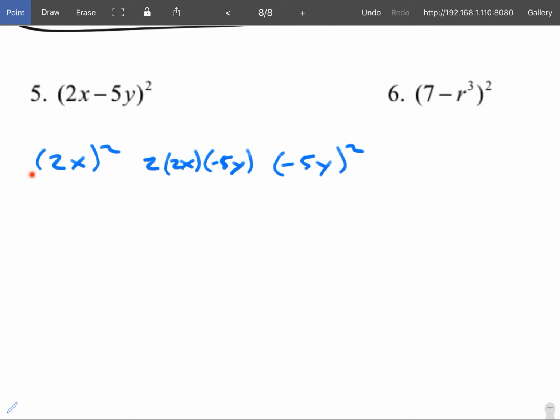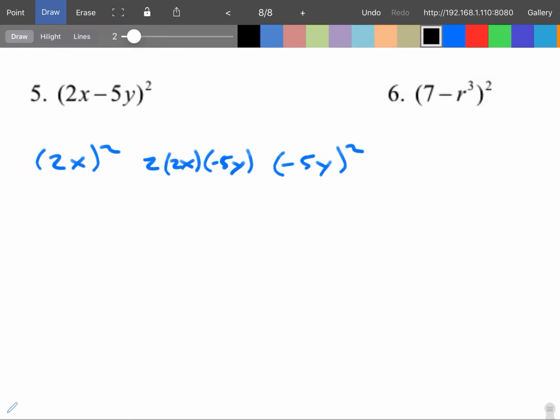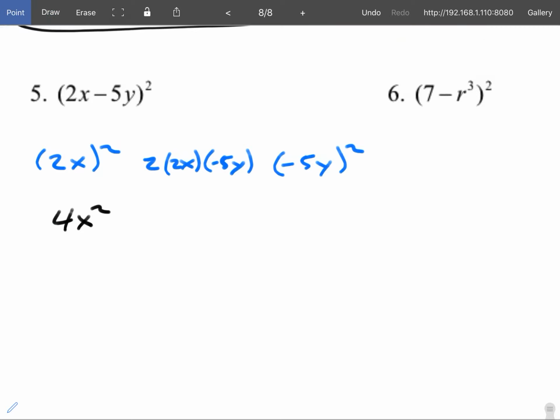All right, now this first term right here, what's 2x times 2x? 4x squared. Good. So that's going to be a 4x squared. And then we might as well do this last term. On this last term, what's negative 5y times negative 5y? Negative 25y. Careful, negative times negative. Oh, 25. 25y to the what?